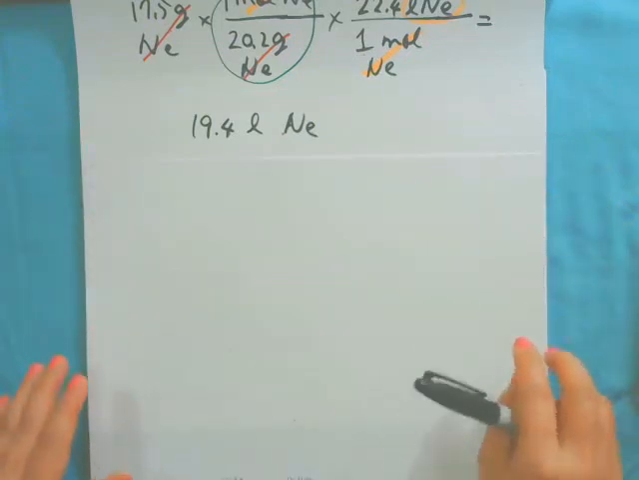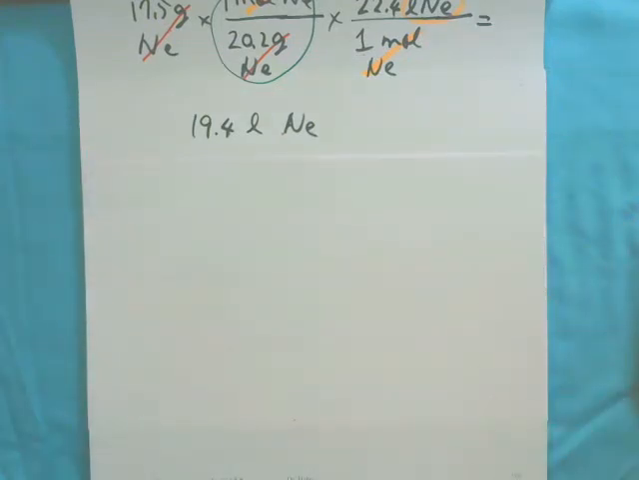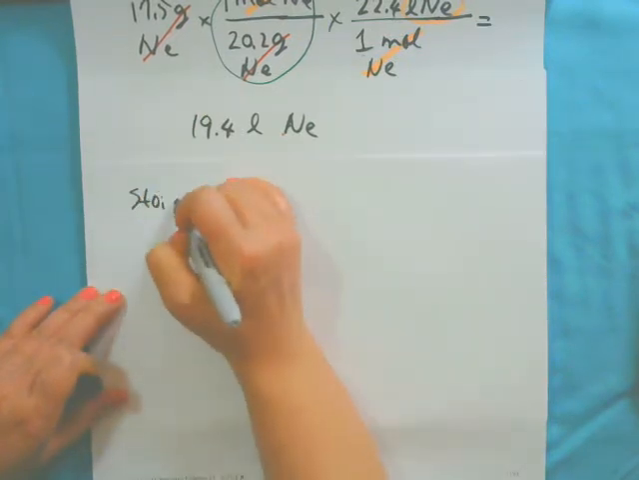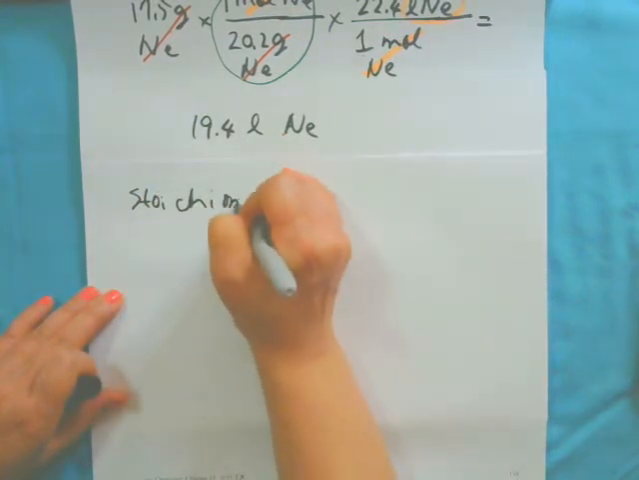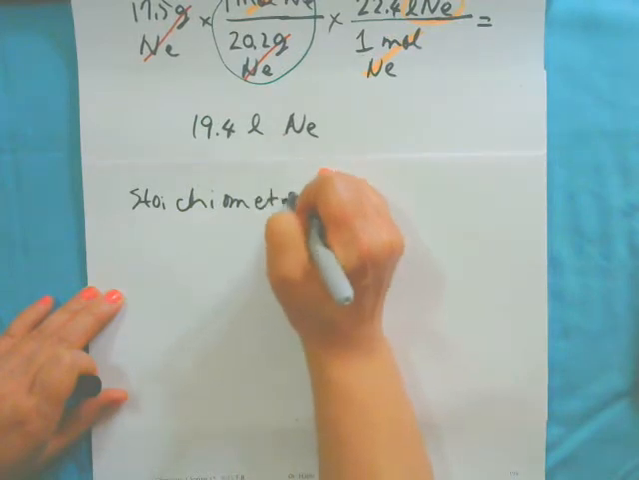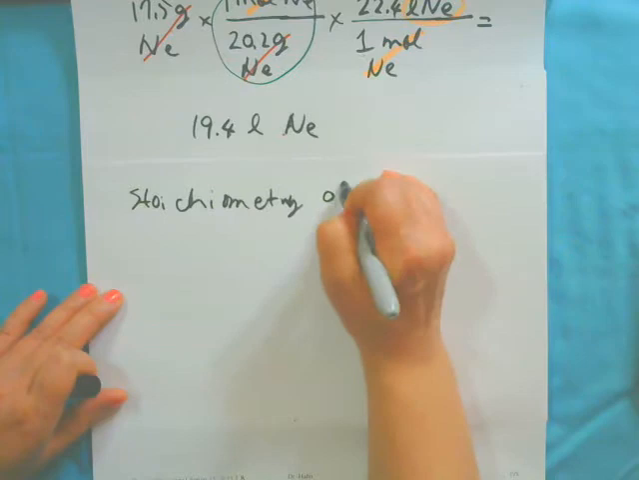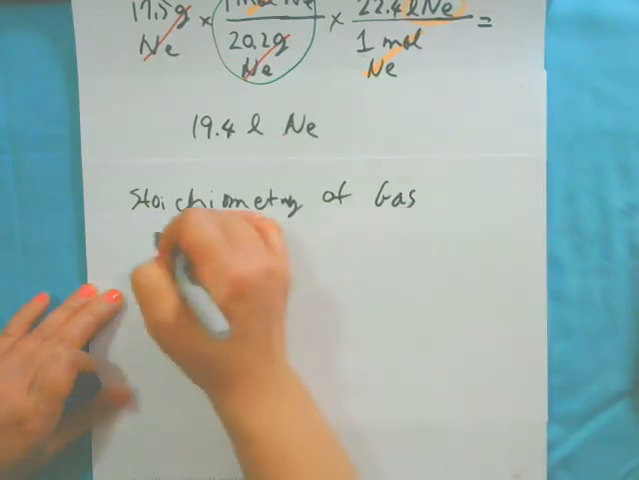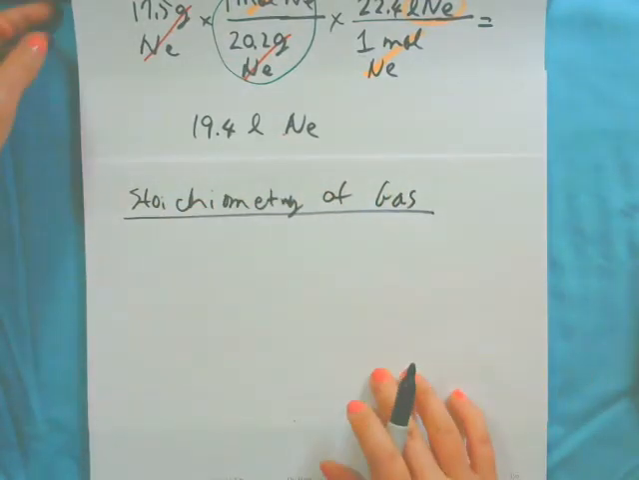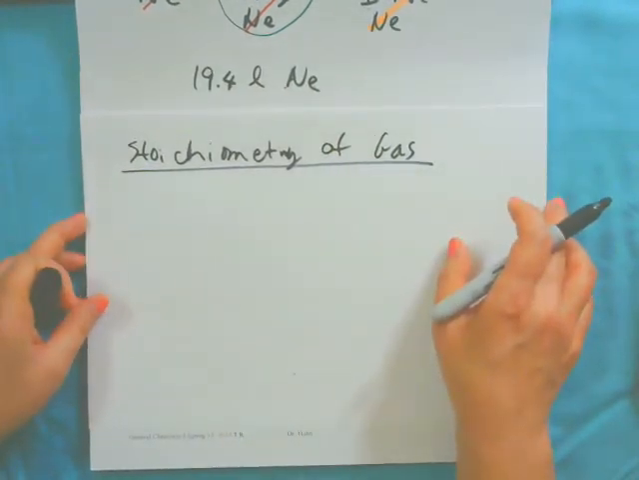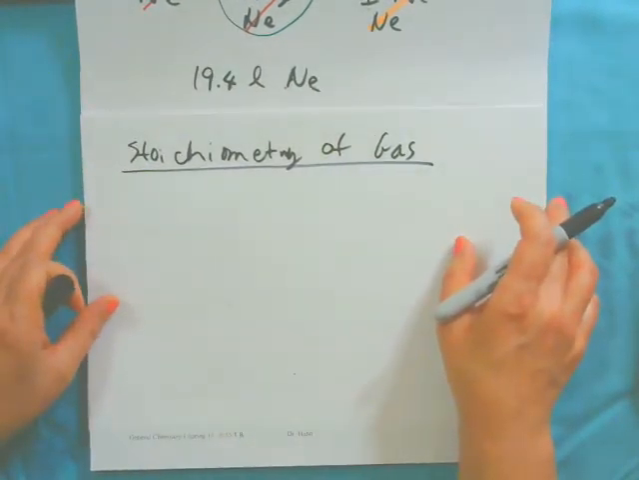All right, so next we're going to look at stoichiometry of gases. I'm just going to give you one more problem that deals with stoichiometry of gases. Because really, all you're going to do here is combine the stoichiometry that we had in our previous chapter and also on our last exam with a little bit of new stuff that deals with STP volumes.